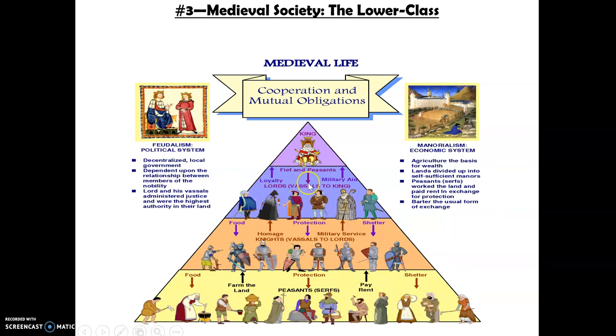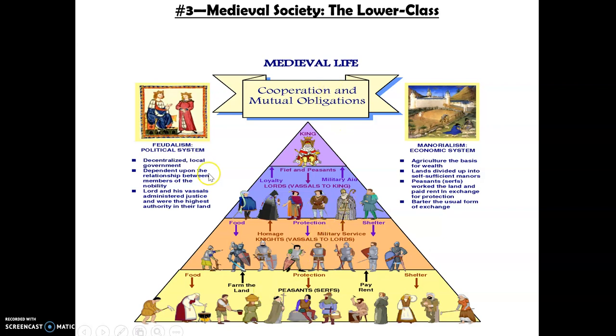So there's this picture, and there's the pyramid again, but I want you to pay attention to this. The political system of the time was feudalism, and it was decentralized. That means power wasn't very concentrated. That's the reason why it was decentralized: there were large swaths of land, and there were no telephones or text messaging back then. Everything traveled by letters and foot.